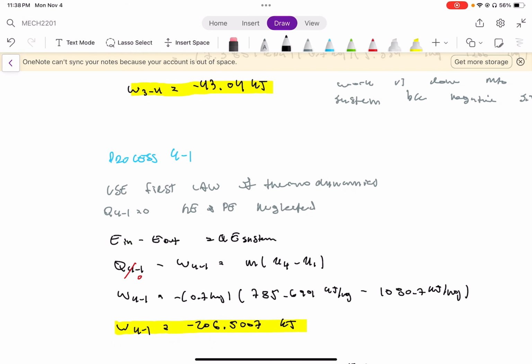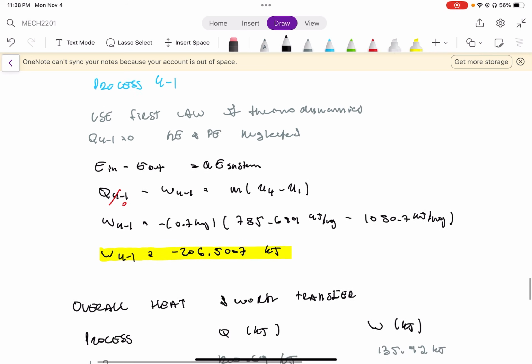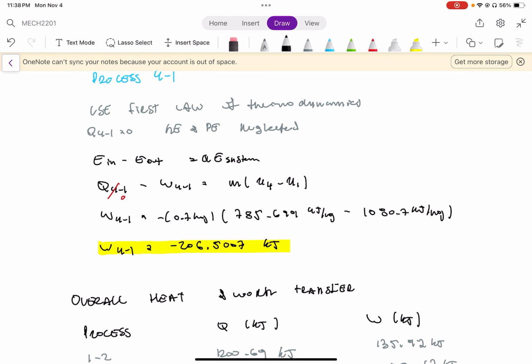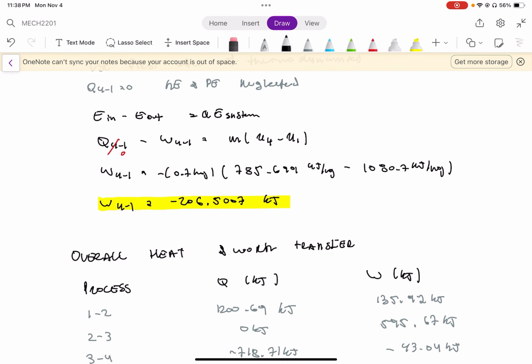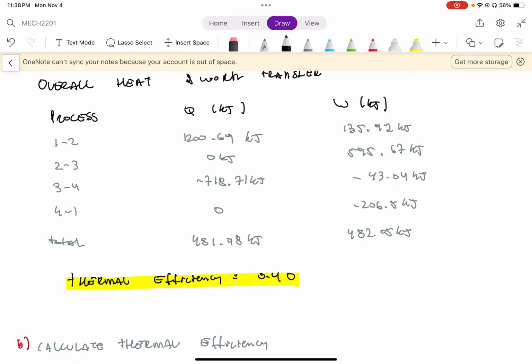For process 4 to 1, we're going to use the first law of thermodynamics again. Q41 is 0, and neglecting KE and PE, we plug in all our values and get W4 to 1 equal to this value. This is charting all of it, and the thermal efficiency is 0.4.